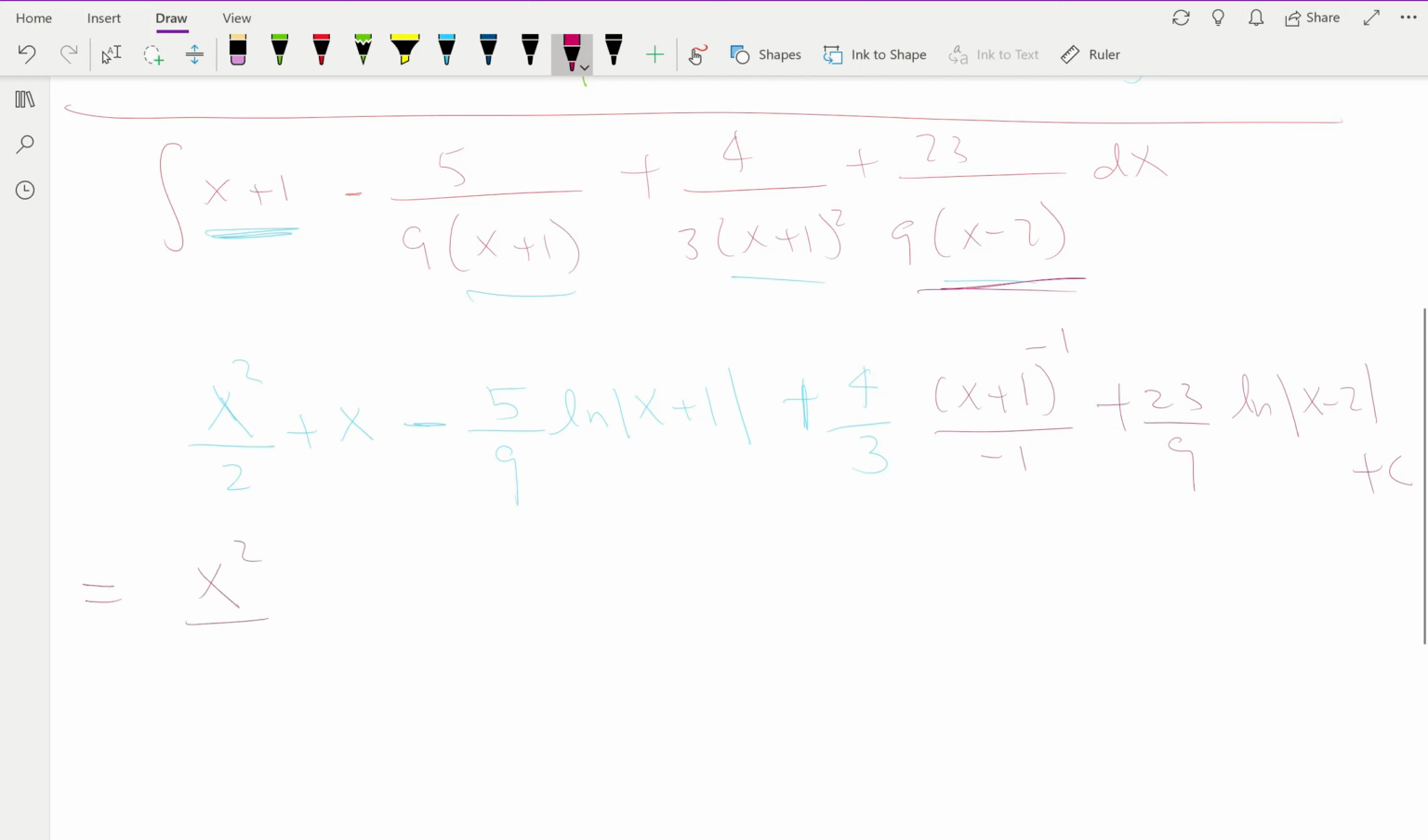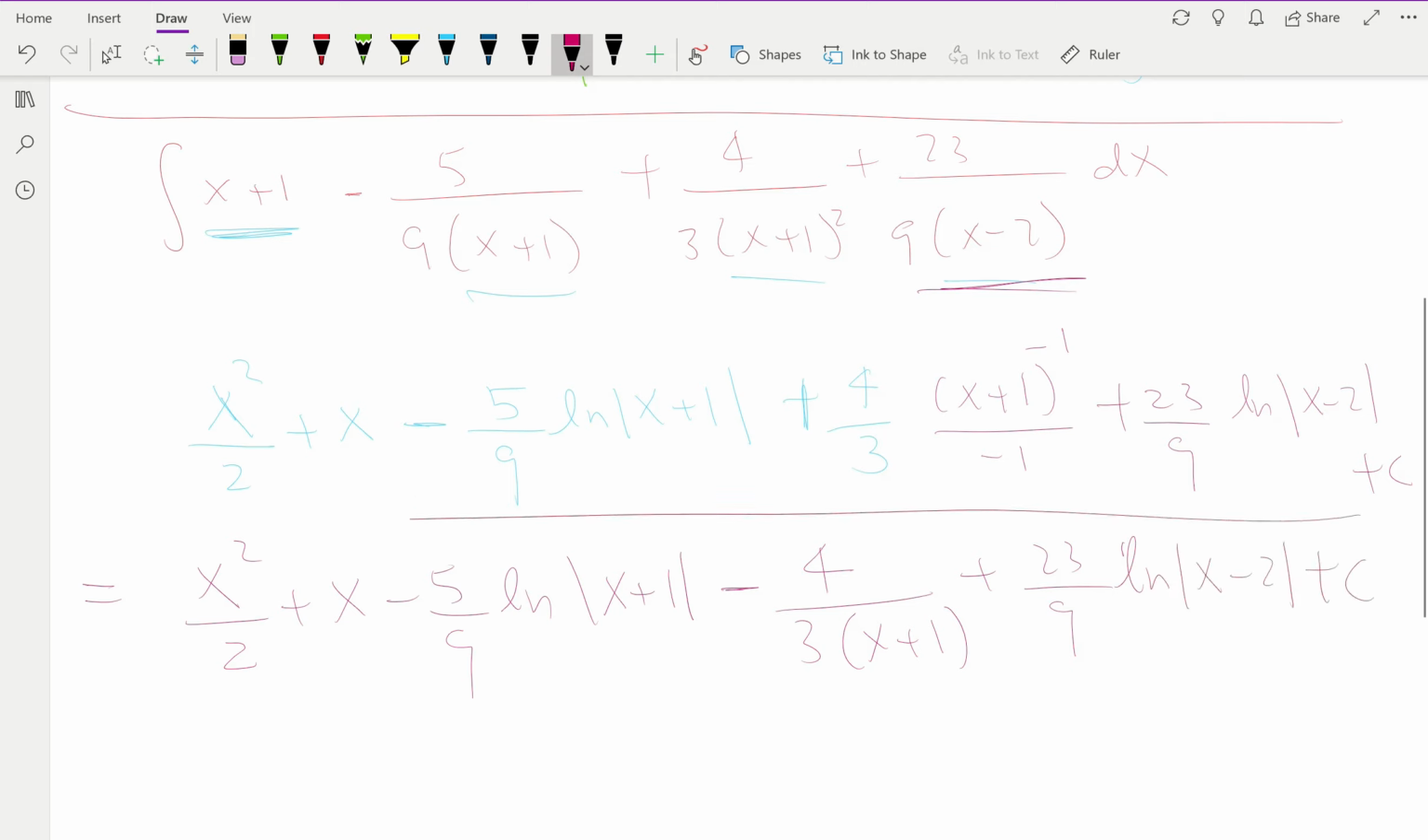Okay, let's finish off this nicely. So x squared over 2 plus x minus 5 over 9 natural log absolute value of x plus 1, minus 4 over 3 times 1 over x plus 1, plus 23 over 9 natural log absolute value of x minus 2 plus arbitrary constant. So this is the solution for the integral.